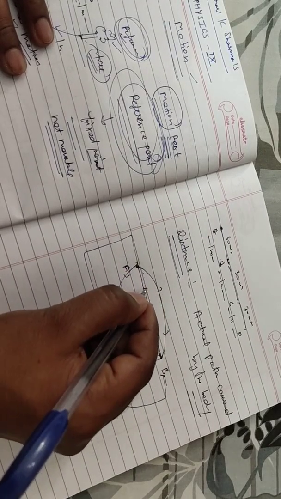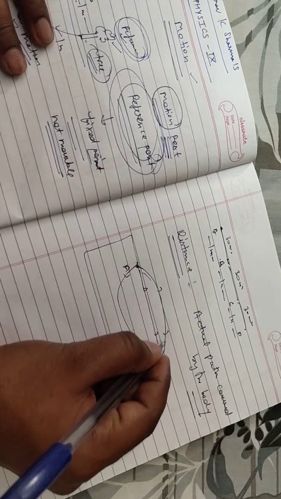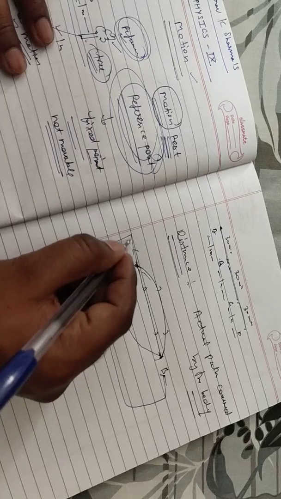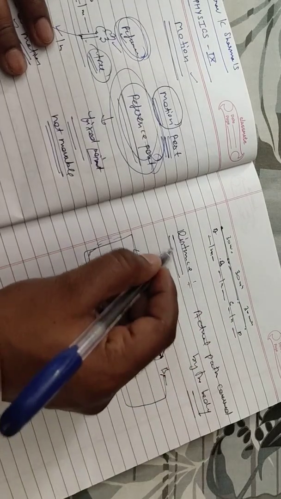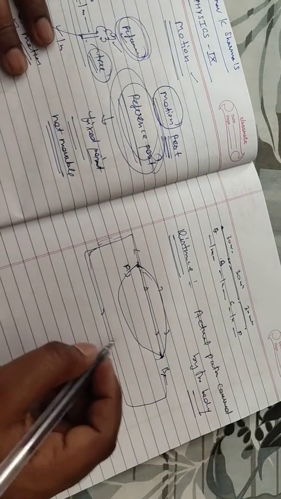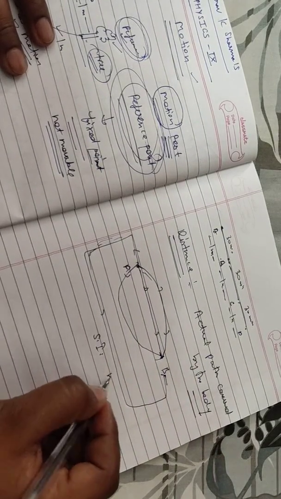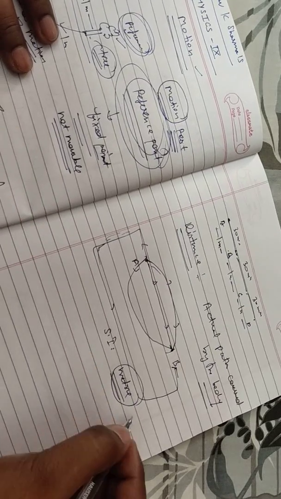If you are covering this path, this is also called distance. If you are covering this path, this is also distance. If you are traveling by this path, this is also called distance. So what is distance? The actual path covered by the body, and its SI unit is meter, meaning it is measured in meters.